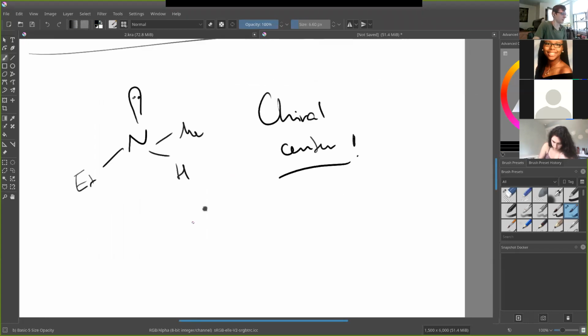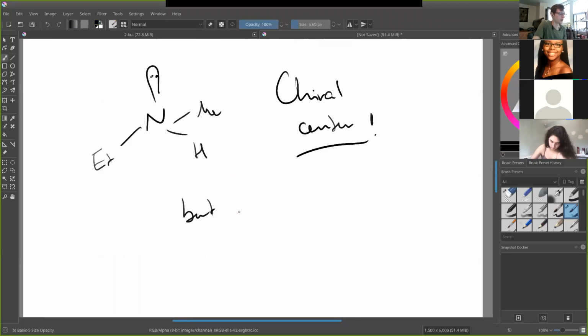So it's a chiral center, but it can flip easily. That's the only thing, right? So that's why we usually don't draw it as wedges or dashes, because it doesn't matter what we draw it as, it's just going to turn around anyway.